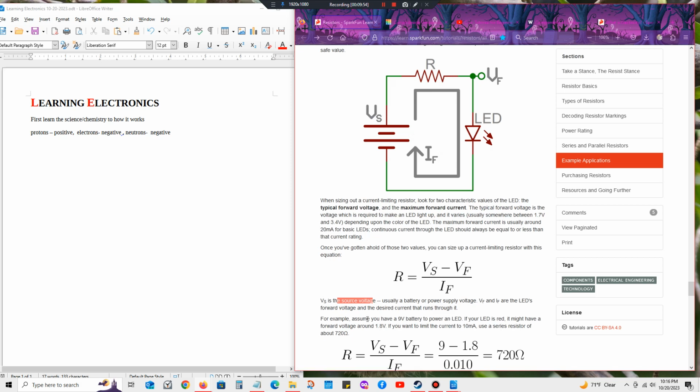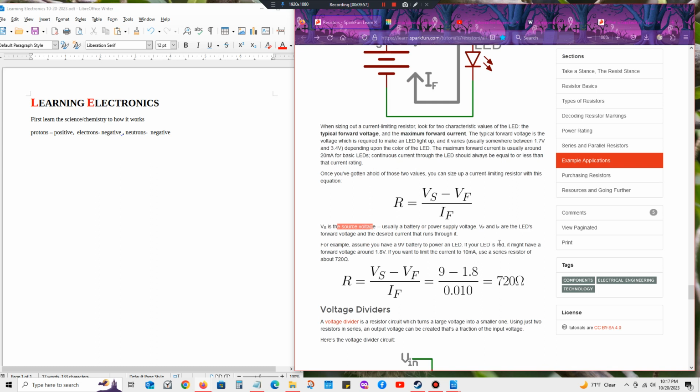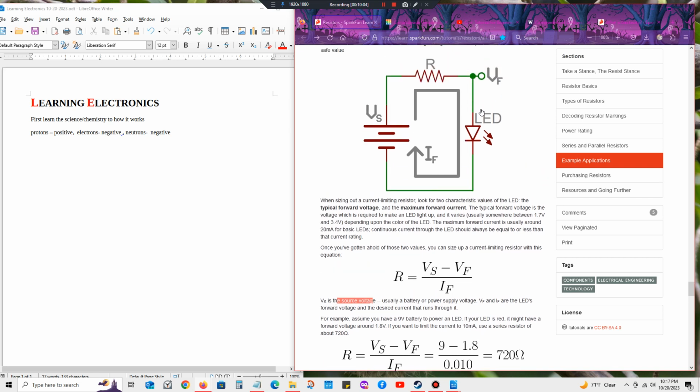For example, assume you have a 9-volt battery to power an LED. If your LED is red, it might have a forward voltage of around 1.8 volts. If you want to limit the current to 10 milliamps, use a series resistor of about 720 ohms.